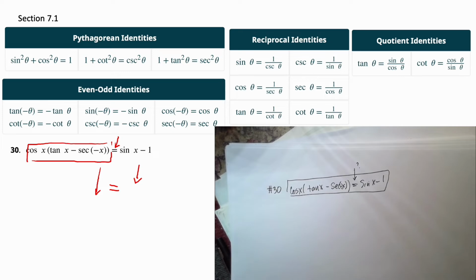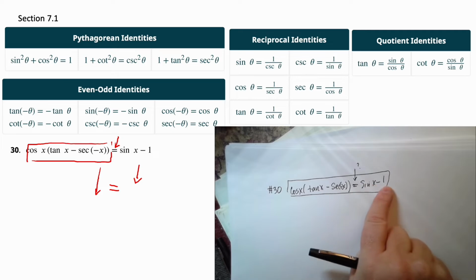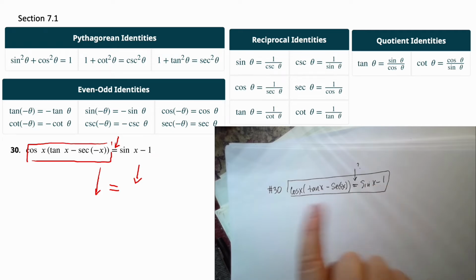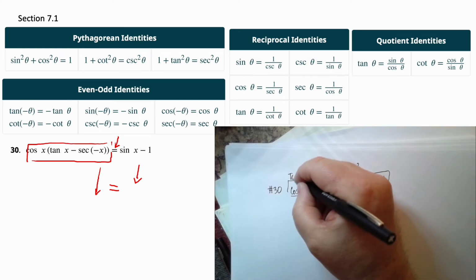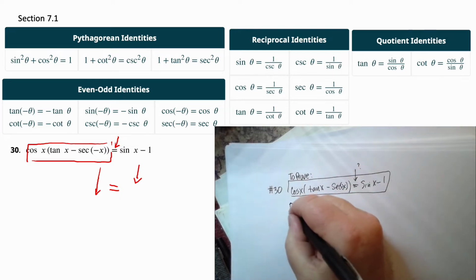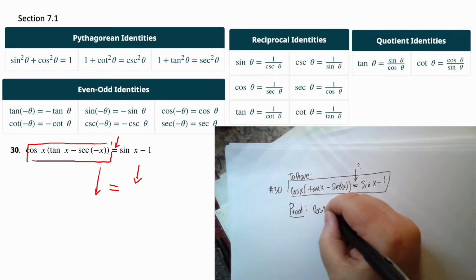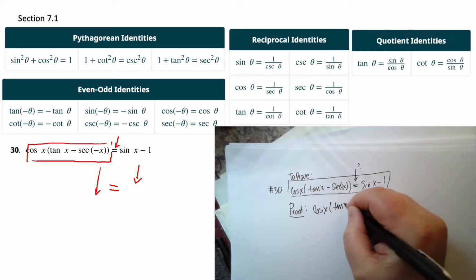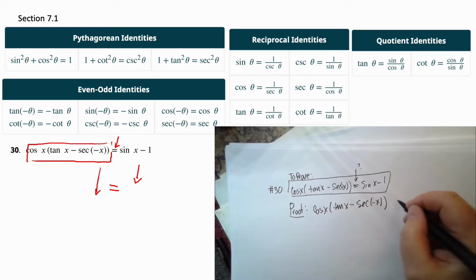Now, one common way you might see people is that they write both sides down as they go, but that's wrong, because each thing you write down has to be true, and the thing we don't know is if it actually is true. So what we do is we start this. We're writing a little proof. So to prove, that's what this is. That's what we're trying to do, prove this. And then here's our proof. So we start with one side: cosine x times tangent x minus secant of minus x equals.